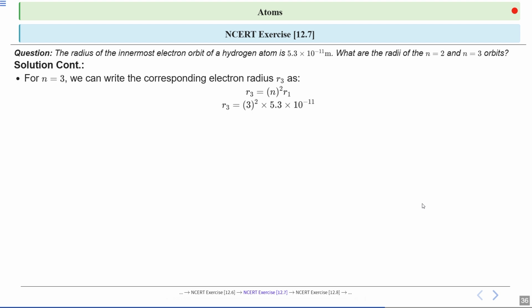Let's substitute n equal to 3 into our formula. So r3 equals 3 square times 5.3 times 10 to the power minus 11. That means we are multiplying by the radius of the first orbit. After calculating, we find that r3 equals 4.77 times 10 to the power minus 10 meters. Notice how much bigger this is compared to the first orbit. Each time n increases, the radius increases by n squared, not just linearly.